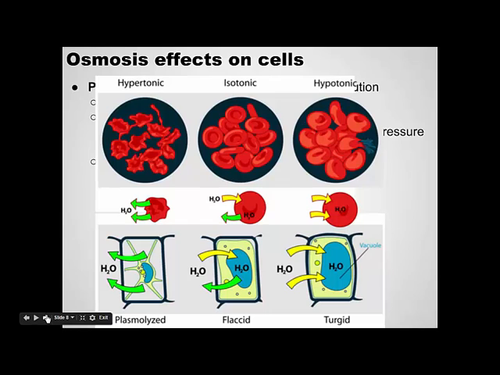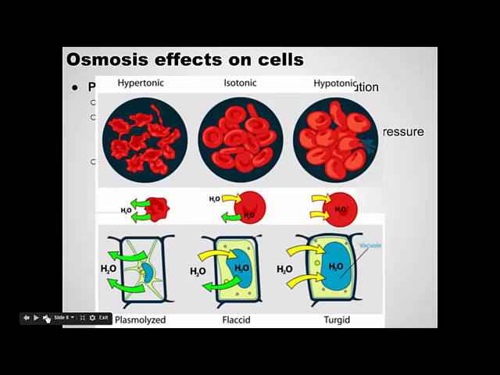Now, if we look here, we have a diagram showing animal cells, red blood cells, and plant cells. Again, when these cells are placed in a hypertonic solution, they lose water because there's more solute out here, and they shrivel up. They lose their shape. In a plant cell, the cell wall remains in the same shape, but the interior contents of the cell shrink and shrivel up and withdraw from the cell wall.